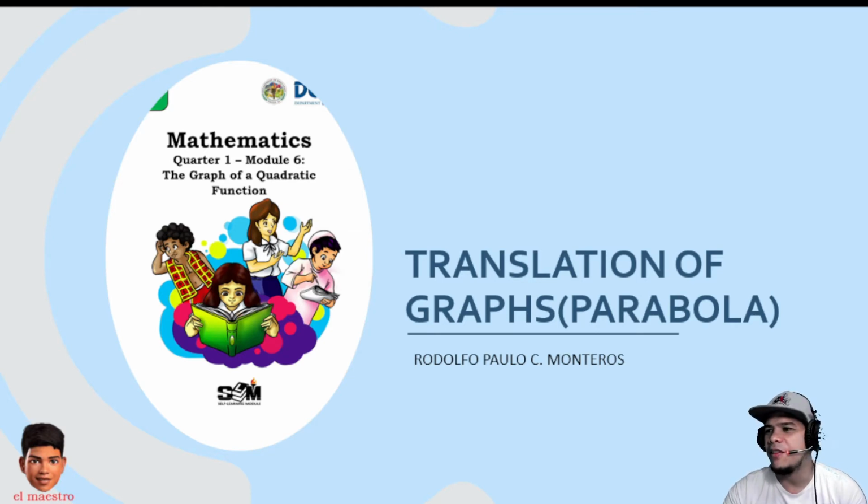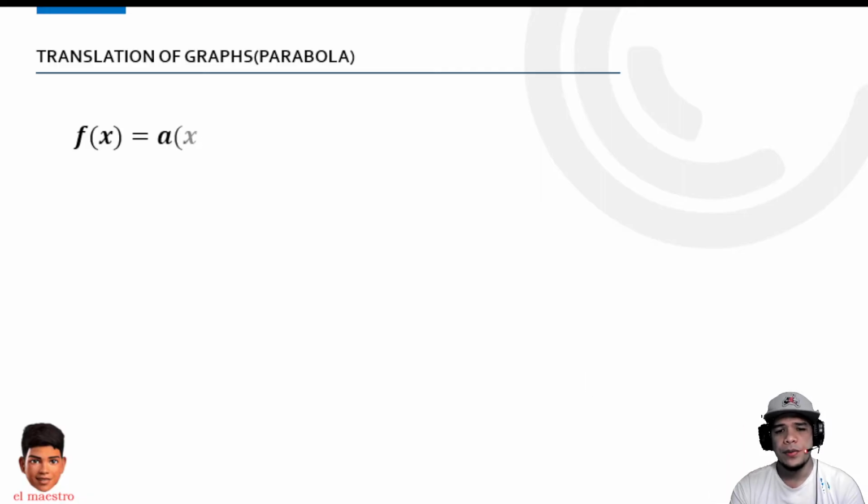Let's have this translation of graphs. Specifically yung quadratic function na graph, we all know that a quadratic function is a parabola. So himay-himayin natin isa-isa yung quadratic function or this graph. Kaya nga it's very important yung prior knowledge natin, especially yung vertex form. This is the vertex form of a quadratic function. So, isa-isahin natin.